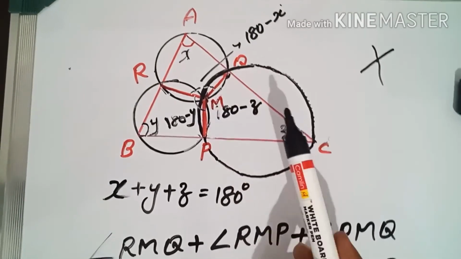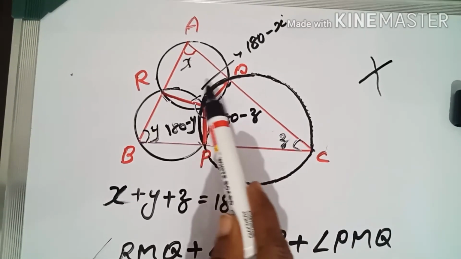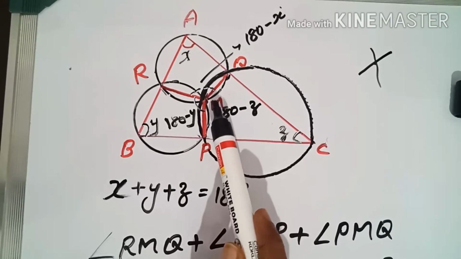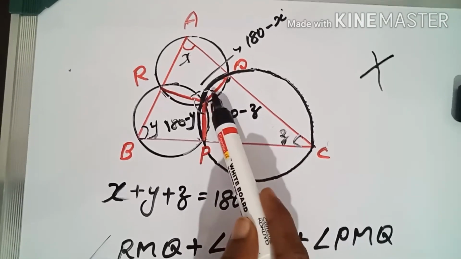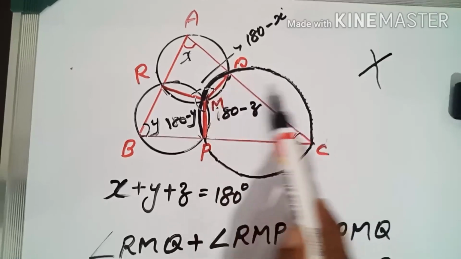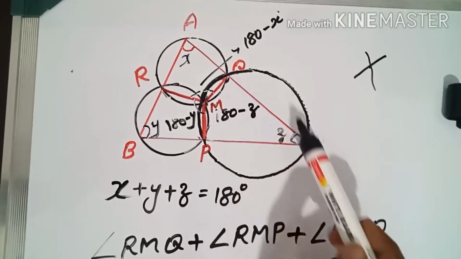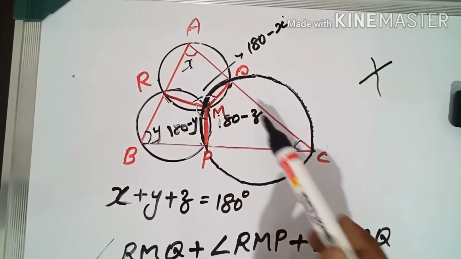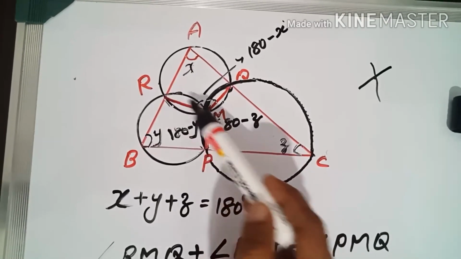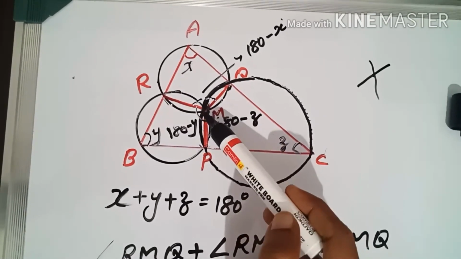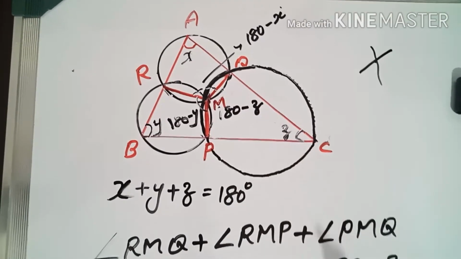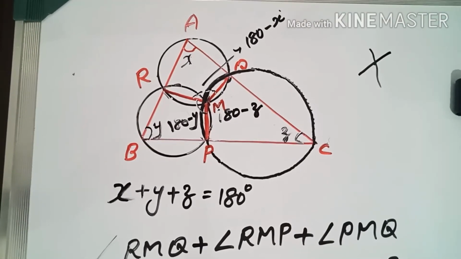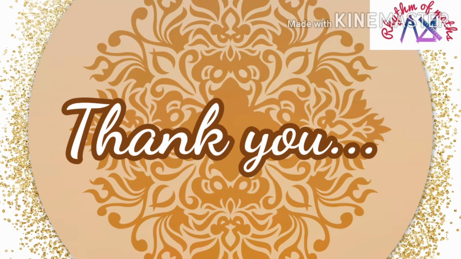That means we can say that this M is a common point of all these three circles, because these three are angles of the quadrilaterals. For each quadrilateral whose circumcircle we drew, one angle is one of these three angles. That means we can say that this M is a common point. Okay, so this is our answer. Hope you understand. Thank you. See you in the next video.